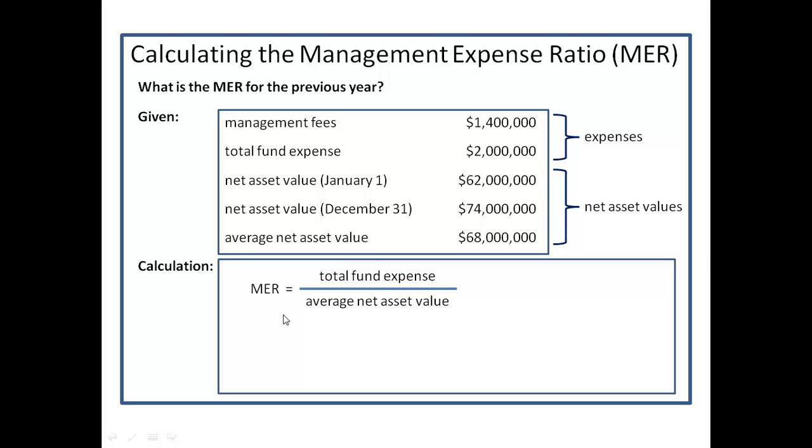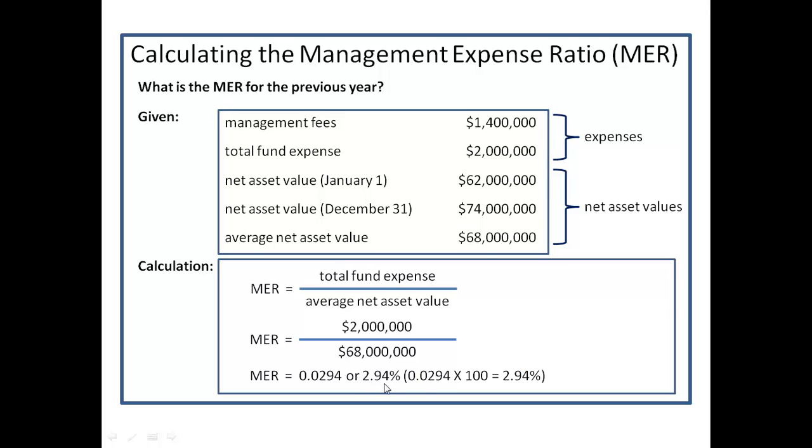If we look at what we have above in calculating it, we have the total fund expense of $2 million, which includes the management fee as well as some other costs, divided by the average net asset value, which in this case is the $68 million. Putting that into your calculator will give you a value of 0.0294 as the MER. This is often expressed as a percentage, and to express it as a percentage you simply take the 0.0294 and times it by 100 to get 2.94%.